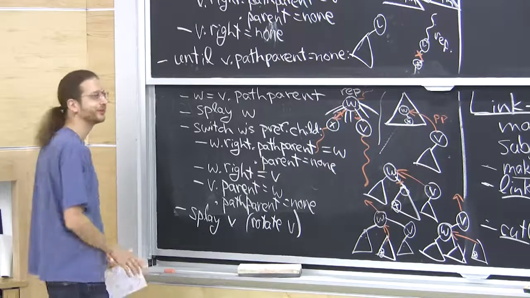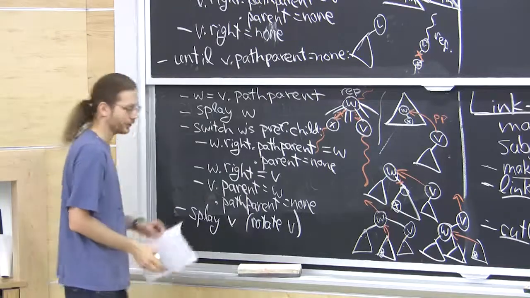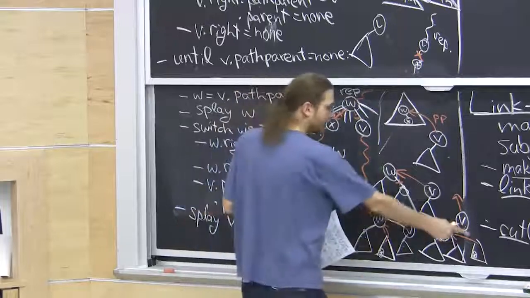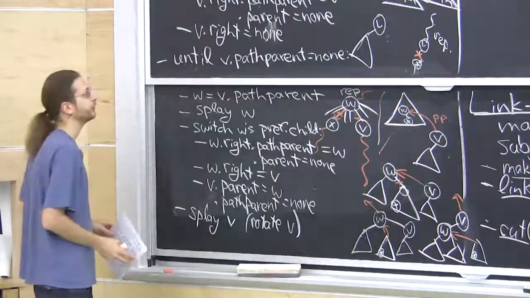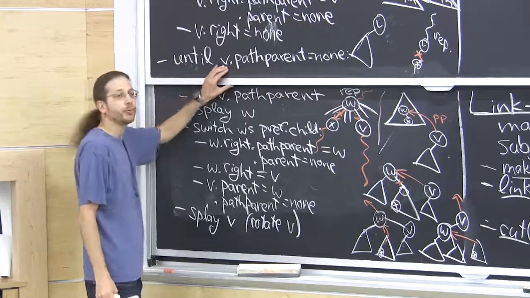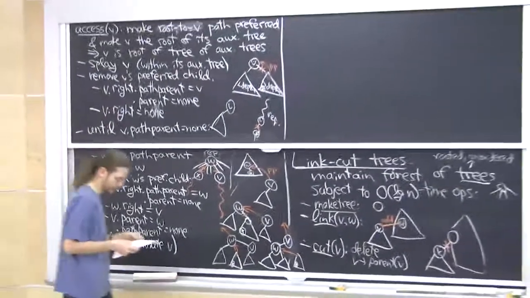Clear, more or less? That's the hard operation, access. One thing to note is V will have no right child at the end, and it will be the root of the tree of ox trees. Why the tree of ox trees? When we stop, we have no path parent. That means we are the overall root. So that's the end.